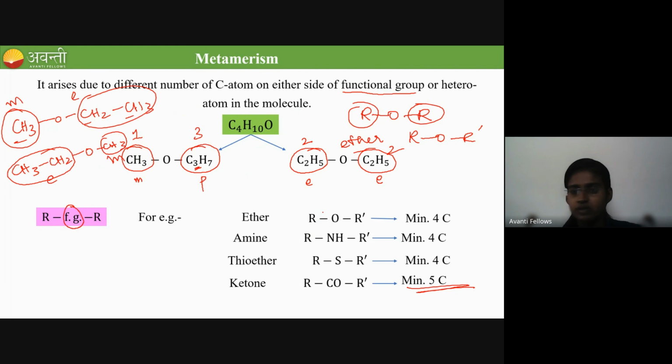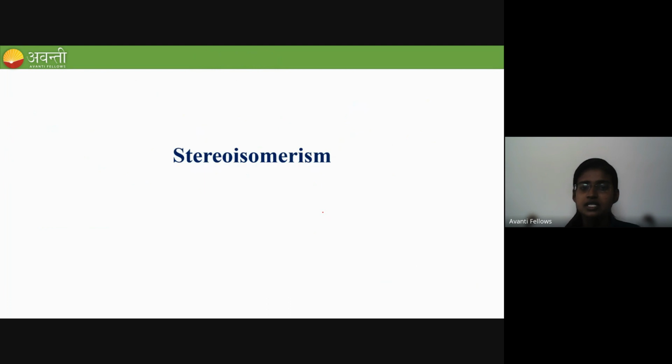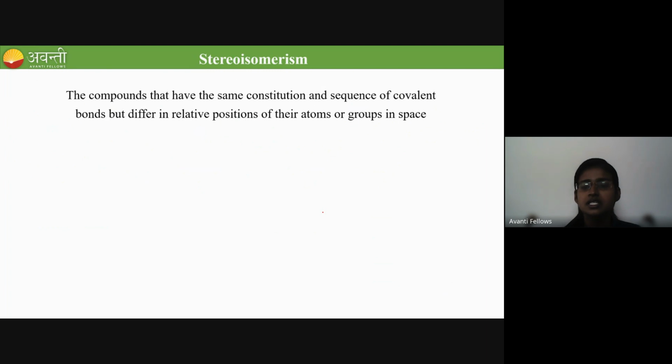No doubt. So we will move on to the second classification of isomerism, which is called stereoisomerism. The compounds that have the same constitution and sequence of covalent bonds but differ in the relative position of atoms or groups in space. Simply to say, compounds having the same molecular formula but a different spatial arrangement of atoms. They differ in the spatial arrangement of atoms, so they are called stereoisomers.